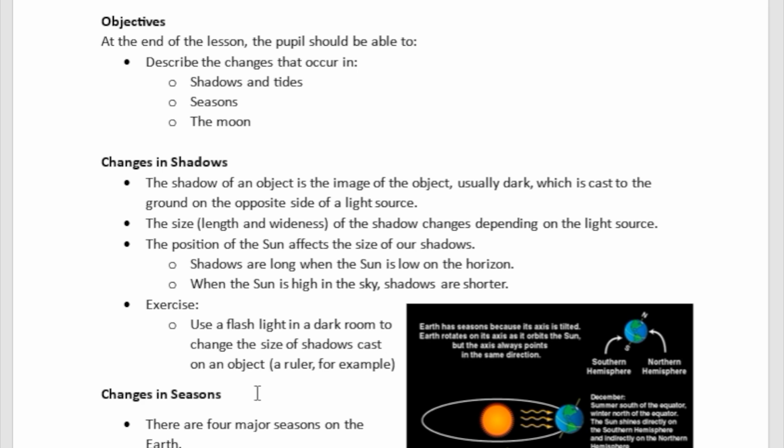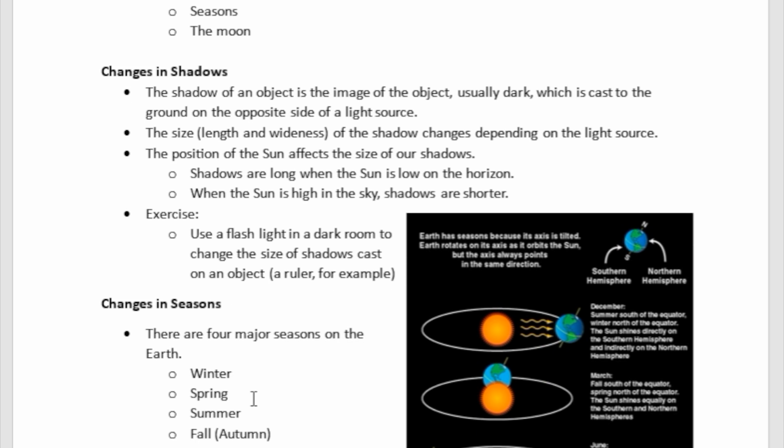All right. So changes in seasons. There are 4 major seasons on the earth. There is the winter, right? You know that. There is the spring, there is the summer, and there is the fall or the autumn. These seasons change from time to time because the earth is tilted along its axis.